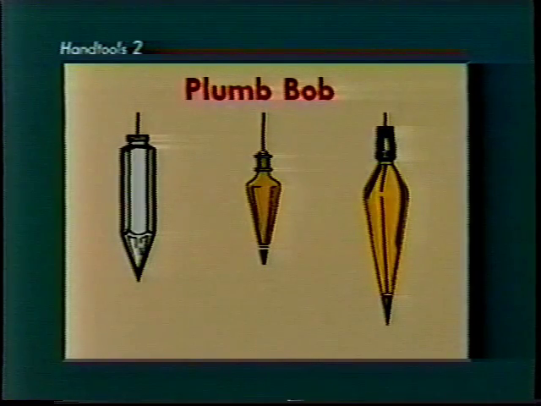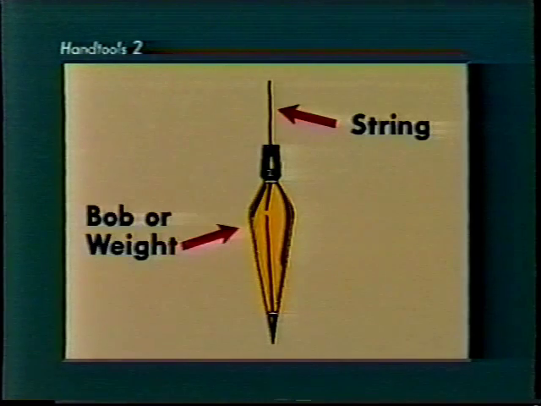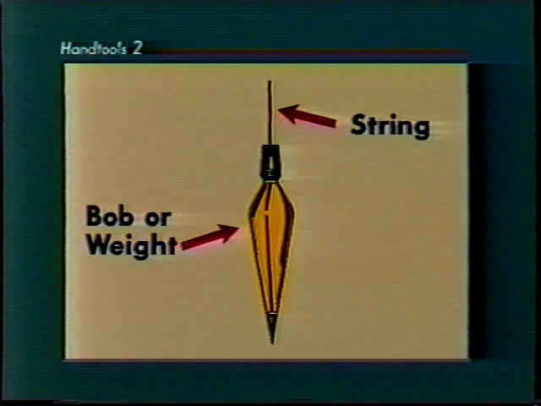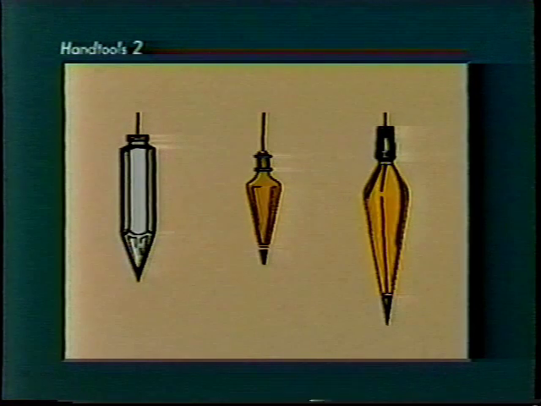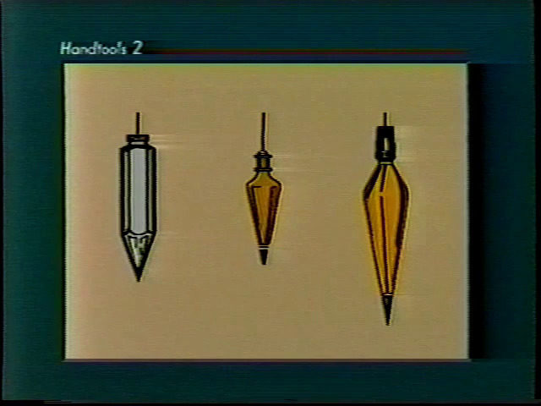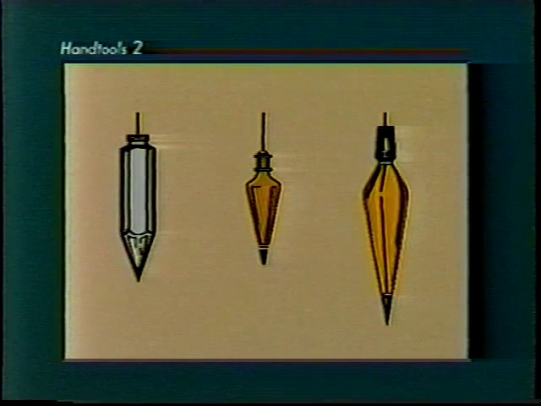The plumb bob is a tool that is always accurate, easy to use, and always reliable. The plumb bob has two parts, the bob, or weight, and the string. The bob may vary in weight from 2 3/4 ounces to 16 ounces. The average length of the plumb bob is 4 to 6 inches. The bob has a sharp point that shows the exact location of a vertical plumb alignment.